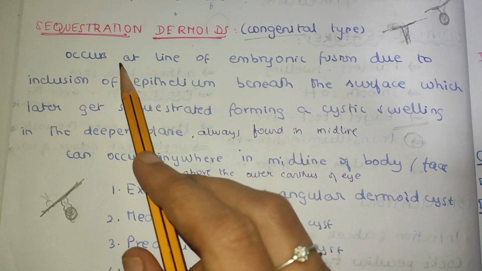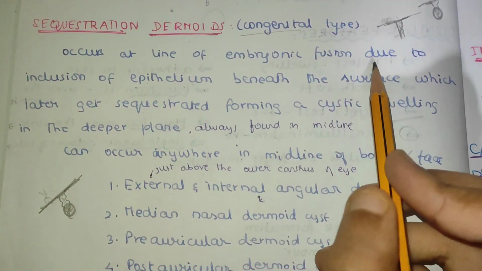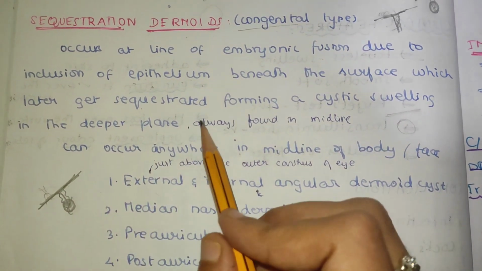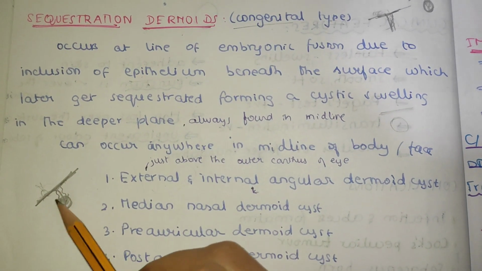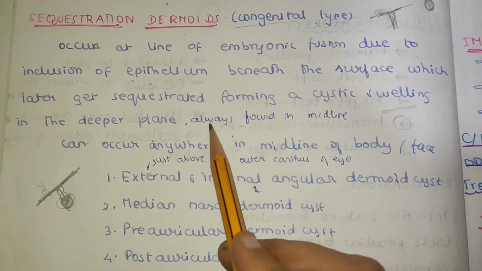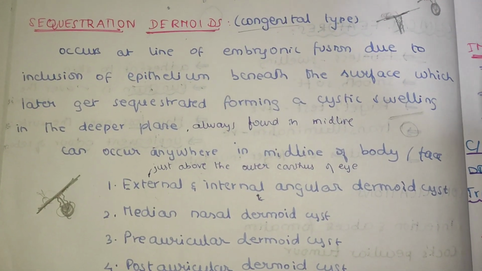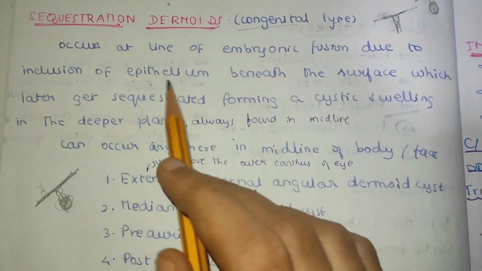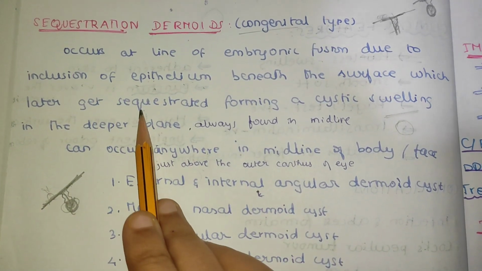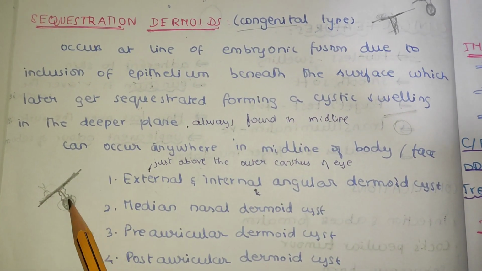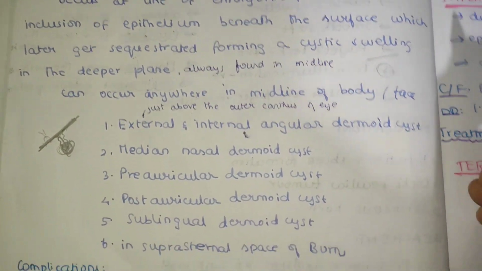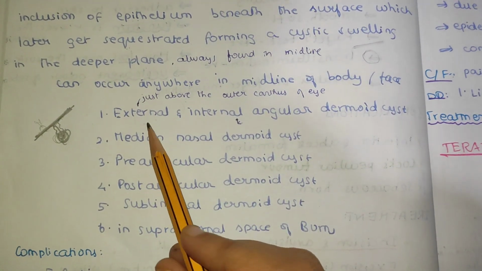So let's see the definition. Occurs at the line of embryonic fusion, due to the inclusion of epithelium beneath the surface, which later gets sequestrated, forming a cystic swelling in the deeper plane, always found in the midline. So this is nothing but it is found in the line of embryonic fusion due to the inclusion of epithelium, which later gets sequestrated and forms a cystic swelling in the deeper plane beneath the surface. So this is the definition of sequestration dermoid, and there are some examples of sequestration dermoids.